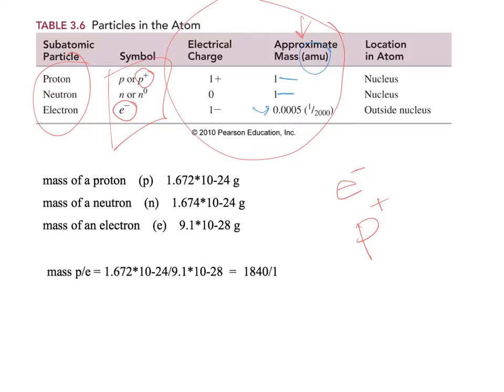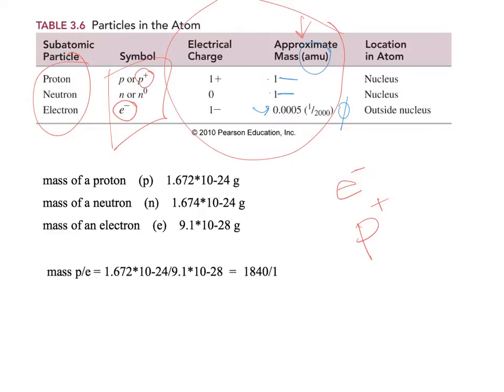But when we're doing our numbers, which we'll do here in just a second when we're looking at different elements, we're going to use the mass of 1 for proton, 1 for neutron, and we're going to go ahead and just say that the electron has a mass of 0. I promise it'll make our calculations a lot easier.